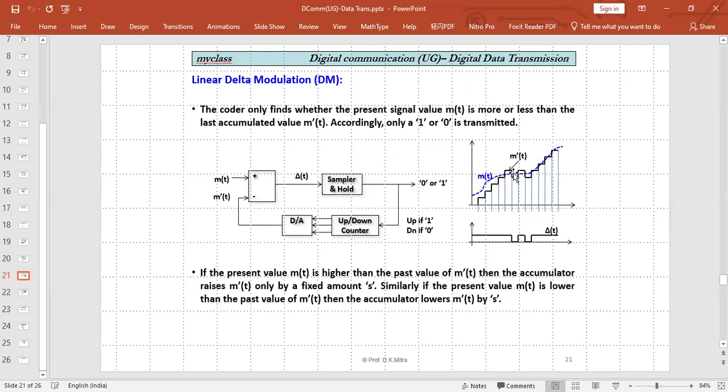Then it has got a certain width. Step cannot be infinitely small, right? So coming to the next step here, it finds that the signal value, blue line, is less than the earlier step. So it takes one step down. Then coming here, it finds that the signal value is larger than the last step. So it takes one step higher.